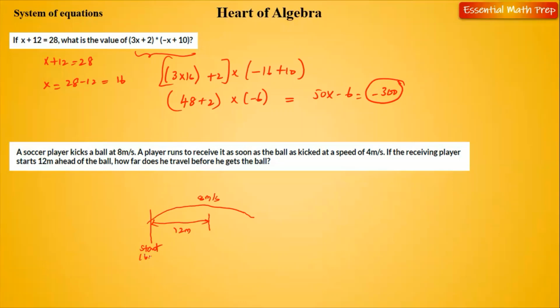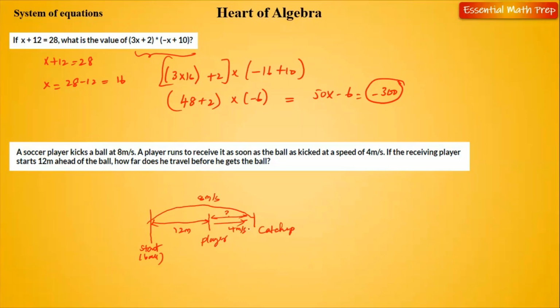This is where the player is. He is going at a speed of 4 meters per second. If this is where they catch up, they're asking how far he would have traveled from the start, had he started from here. But you only have to figure out this portion here. Then you can add it to the 12 to figure out how far he would have traveled from the start, okay?